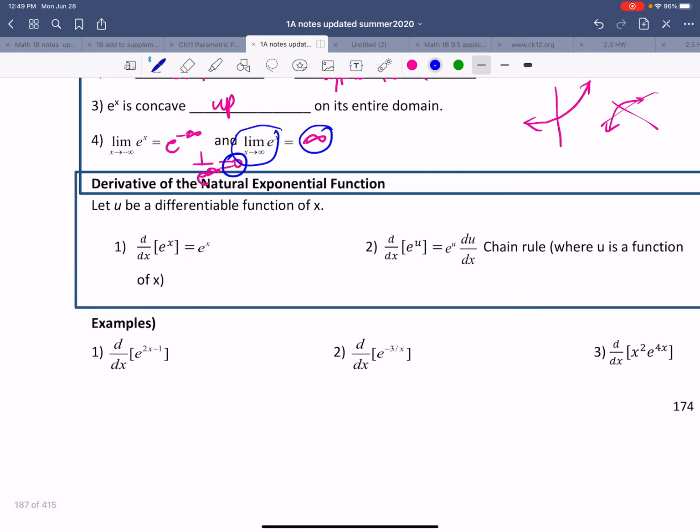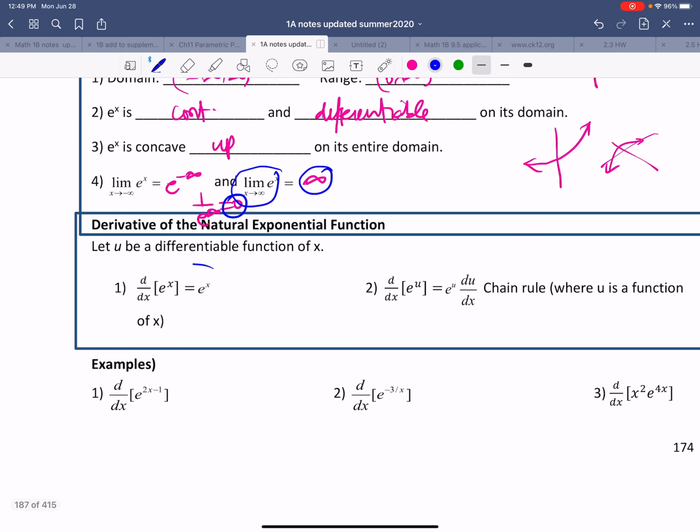Derivative of the natural exponential function. The derivative of e to the power x is e to the power x, and the derivative of e to the power u, where u is a function of x, is e to the power u times the derivative of the inner function, du dx, which is the chain rule.